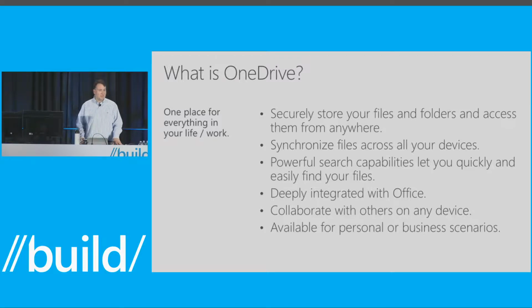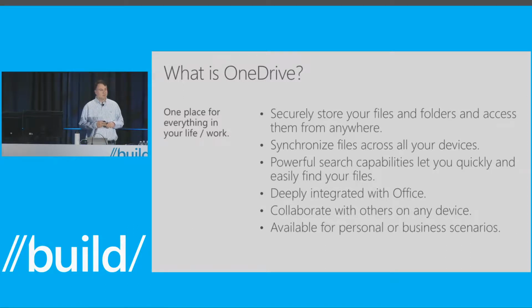We also have powerful search capabilities powered by Bing and by Fast to make it really easy to find the things that you're looking for. If you're like me and you have 300 gigabytes of data in your OneDrive, browsing through the folder hierarchy isn't always the fastest way to find something. Search is great. We're also deeply integrated with Office. We have great collaboration experiences inside the Office clients and inside the Office web apps, and great experiences on top of the Office clients as well. And it's available for both personal and business scenarios.